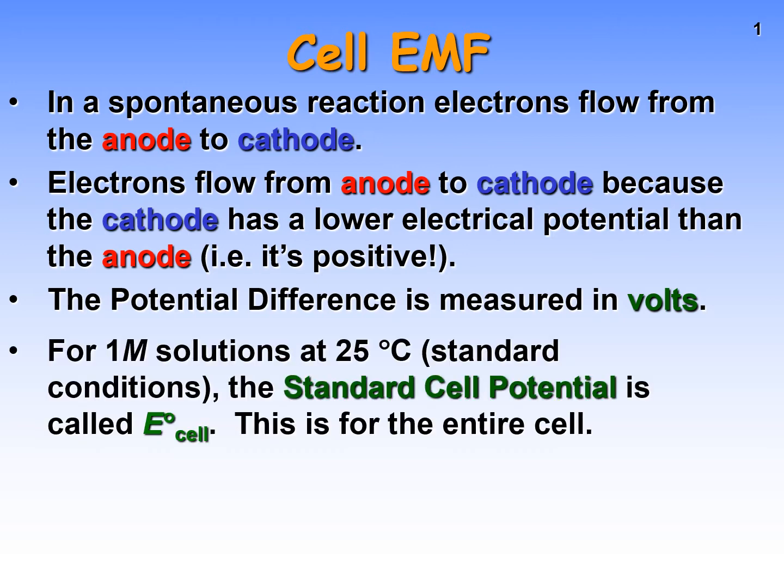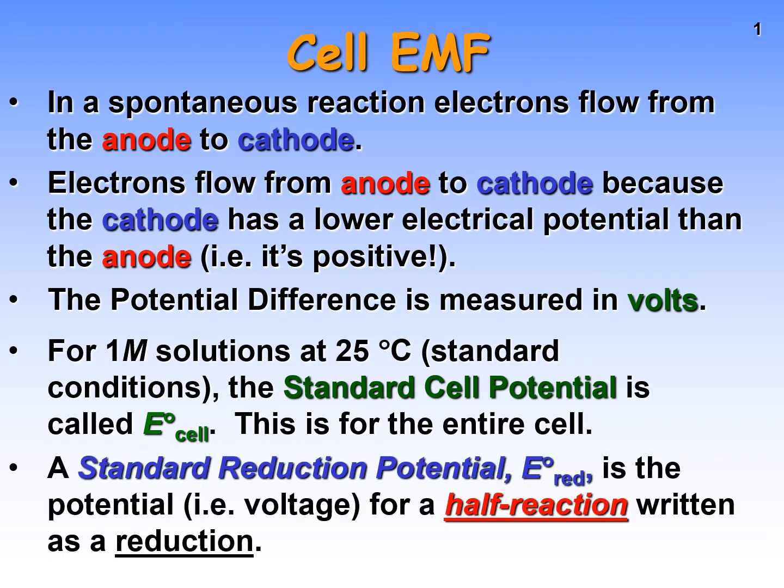And for a 1 molar solution, under standard conditions, the standard cell potential is called E0 cell, and this is the cell potential for the entire voltaic cell. The whole redox reaction has this one value. And if it's positive, we have a spontaneous process. If it's negative, we have a non-spontaneous process. We can calculate our E0 cell from our standard reduction potentials.